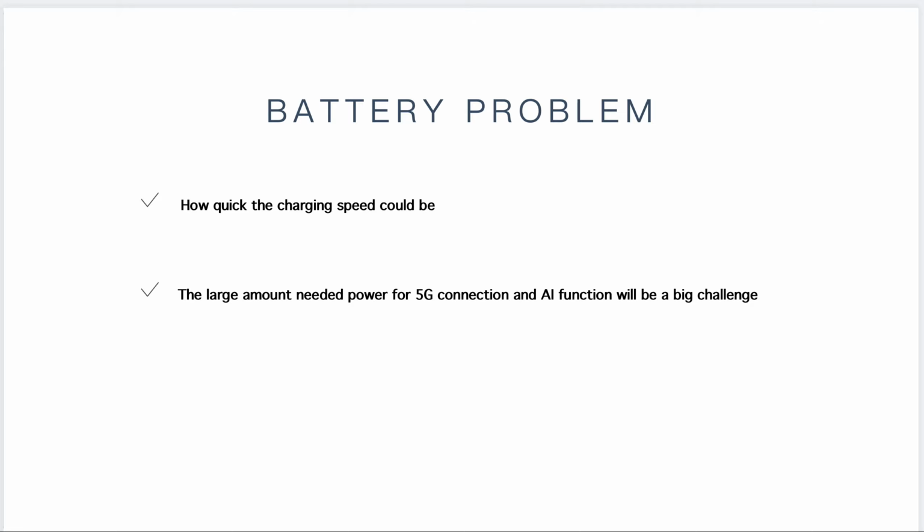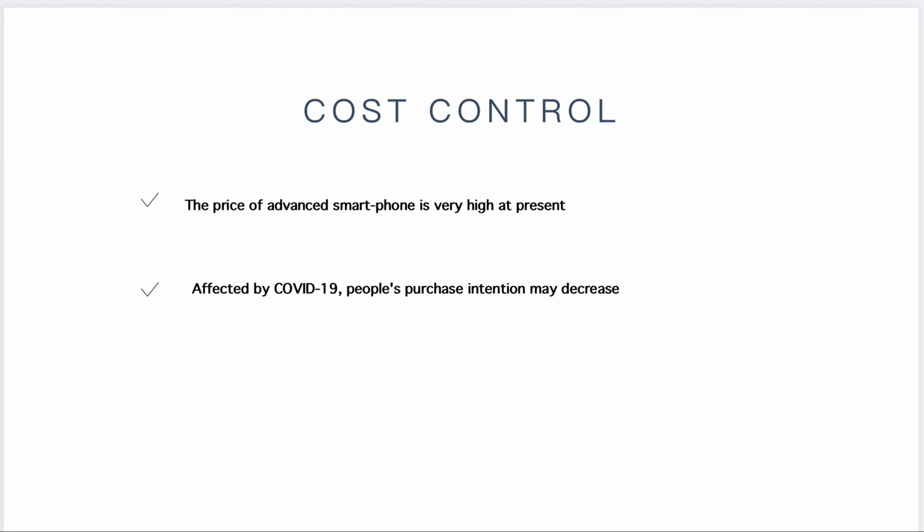And the last challenge is cost control. At present, the price of advanced smartphones is very high. The price of a Huawei smartphone with a folding screen is approximately $4,000, and the price of a Samsung smartphone with a folding screen is approximately $2,020. If the price of these phones is still so high, people's purchase intent may decrease, especially with the influence of coronavirus 19.